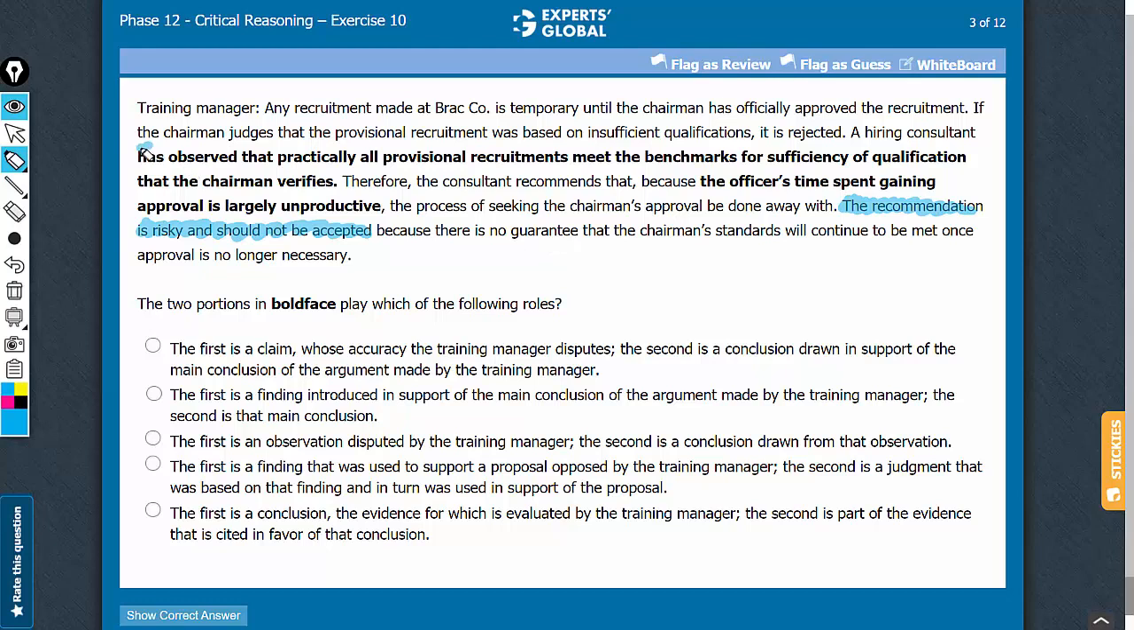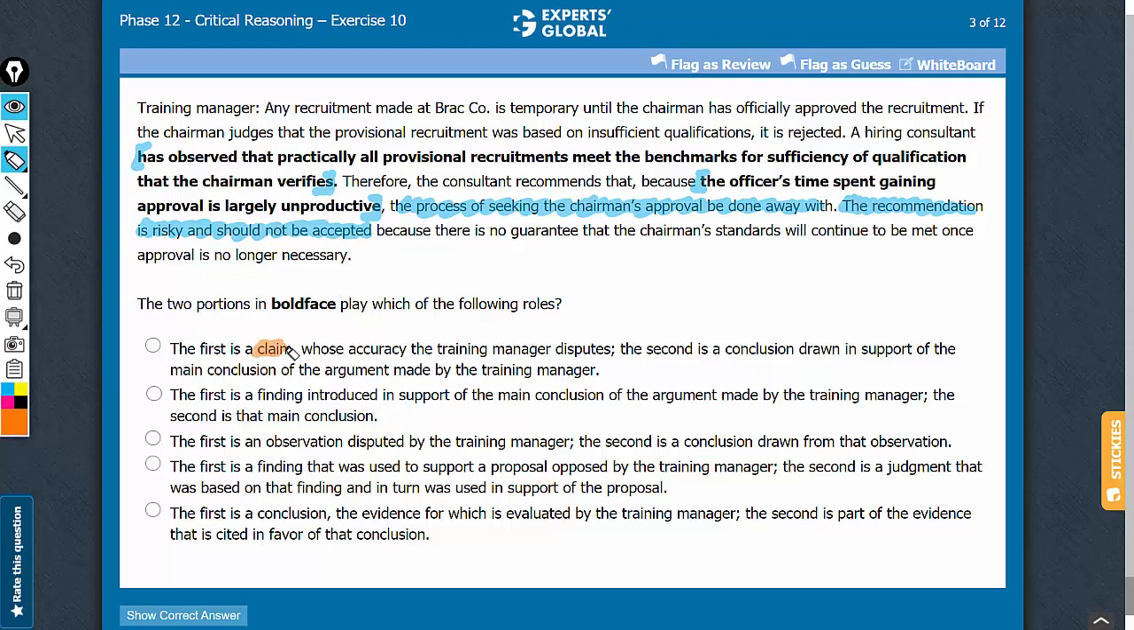Step 2 is to link the bold parts with the conclusion. See, the first boldface here is an observation, a finding whose analysis leads to the conclusion, and the second boldface here is a finding that leads to this intermediate conclusion. See, the final conclusion is against this intermediate conclusion. The intermediate conclusion is that the chairman's approval must be done away with, whereas the final conclusion is that the recommendation is risky and should not be accepted.